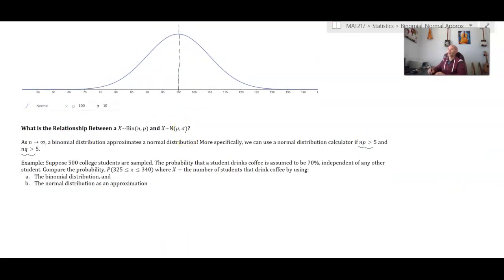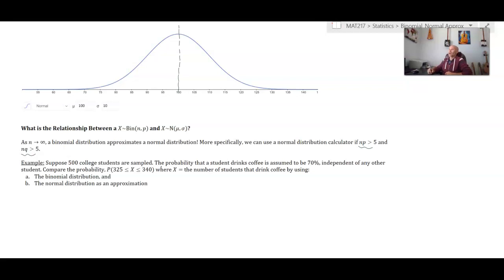Okay, so suppose 500 college students are sampled. The probability that a student drinks coffee is assumed to be 70%, independent of any other student. Compare the probability that, in other words, between 325 and 340 students in our sample drink coffee. So we want to know the probability that in this group of 500 we end up with between 325 and 340 students responding, yes, I like coffee.